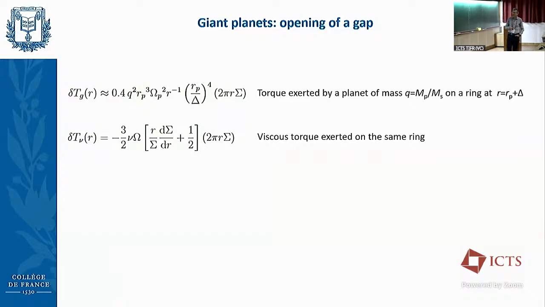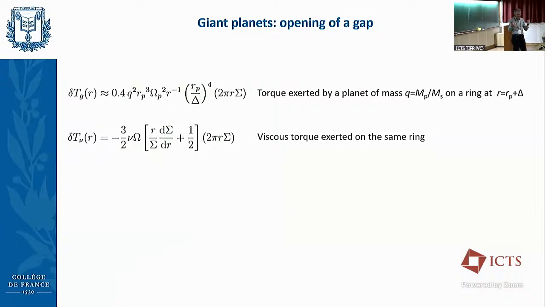Okay, so can we estimate how big the gap is? In principle, it's easy because we can take our formula for the torque. It's the same torque that the wave was acting on the planet, now acting on the wave. So this is the torque that the planet exerts on a ring of the disk located at the distance delta from the location of the planet, R_P. You divide your disk in concentric rings, and each ring is characterized by a given distance delta, and you compute the torque exerted by the planet through the wave on that ring at distance delta.